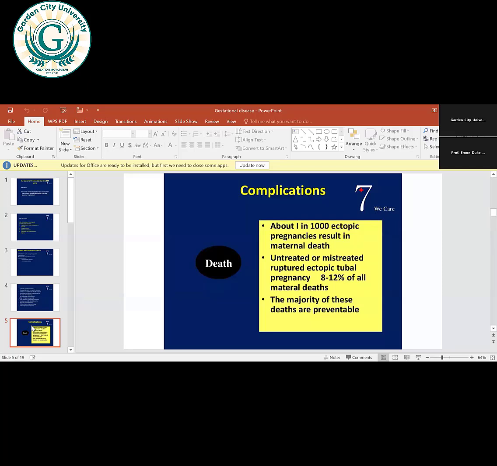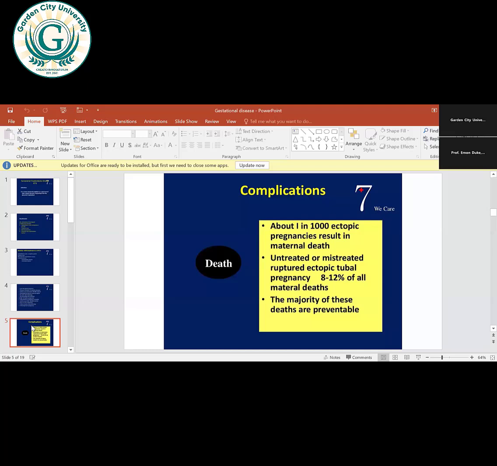Then you have the complications. We are told that about 1 in 1,000 ectopic pregnancies results in maternal death. Untreated or mistreated ruptured ectopic tubal pregnancies, that is 8 to 12%, they result in maternal death. The majority of these deaths are again preventable.